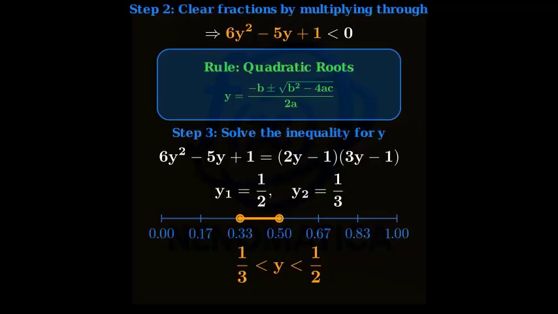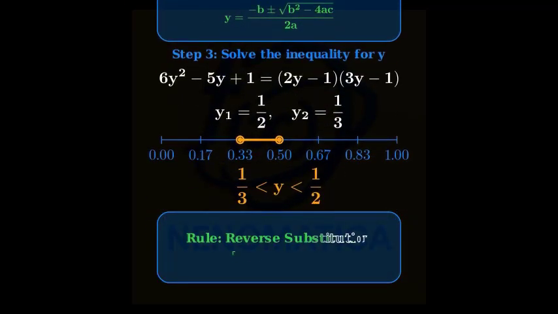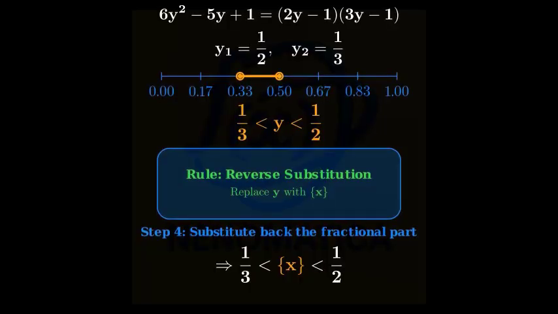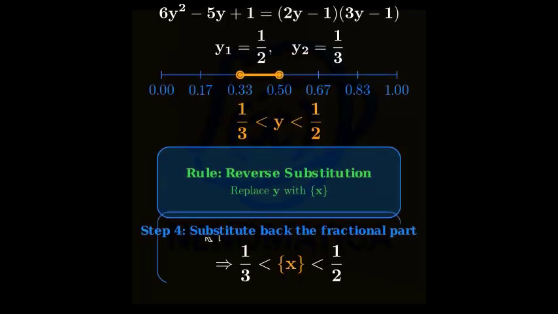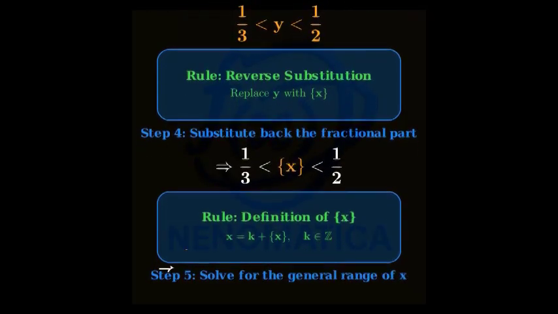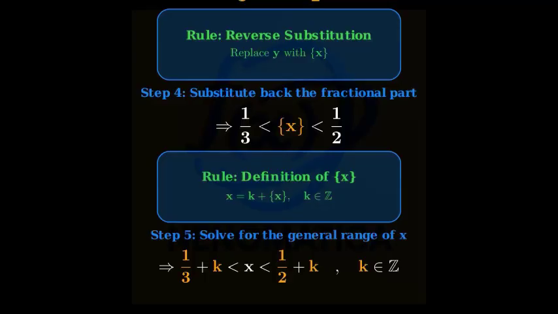Step 4. Reverse substitution. We replace y with the original fractional part curly bracket x. Show the step title. Then write the inequality with the fractional part. Step 5. Solve for the general range of x. By definition of the fractional part, x equals k plus curly bracket x, where k is any integer. Show the step title. Add k to every part to get the general solution set.